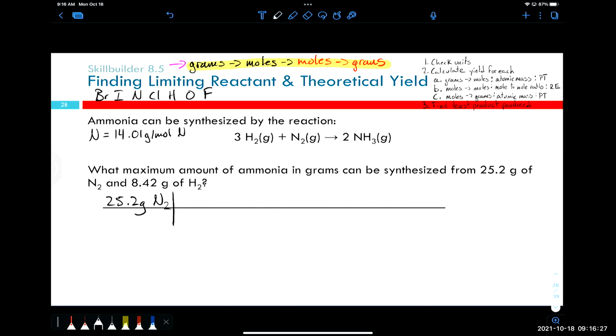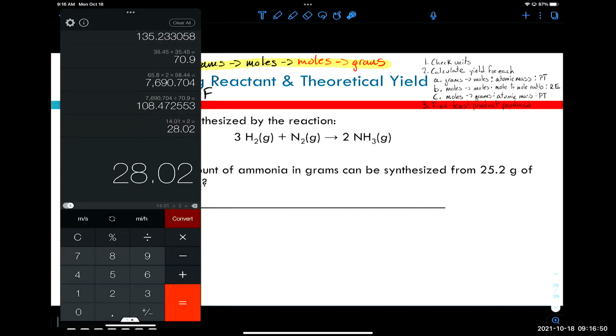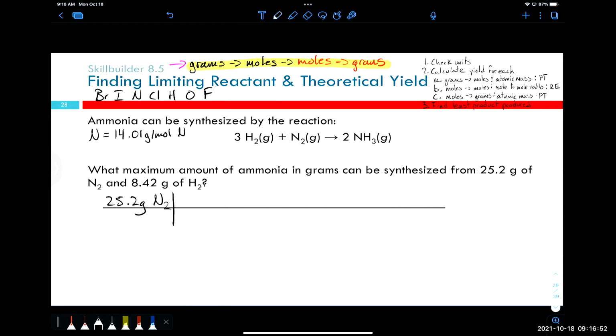But here we have nitrogen, which is one of those. So when we calculate our atomic mass, based on 2A here, it's going to be 14.01 times 2, because we have 2 nitrogen atoms. So 28.02. 28.02 grams of nitrogen for 1 mole nitrogen.